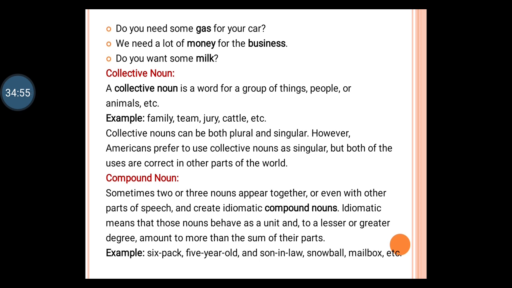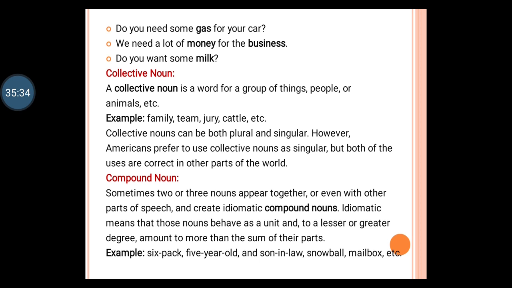Now we have compound nouns. Sometimes two or three nouns appear together or even with other parts of speech and create what we call an idiomatic compound noun. Idiomatic means that these nouns behave as a unit and to a lesser or greater degree amount to more than the sum of their parts. Just know that a compound noun is when you add two or more nouns together, and usually a hyphen is used when joining these words together.